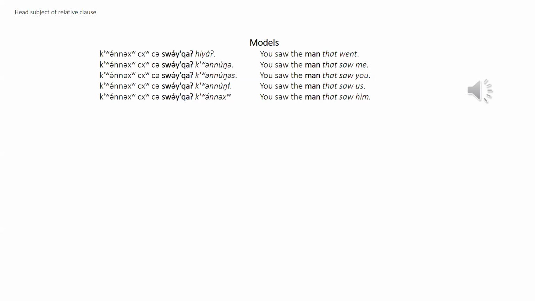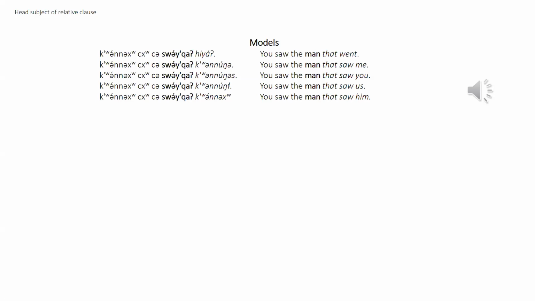Now look at the other four models. In these, the relative clause is transitive. Each has a regular object suffix. Now, if you need to go back, go ahead and review the object pronouns in lesson 7.2, and that's on the non-control object suffixes.